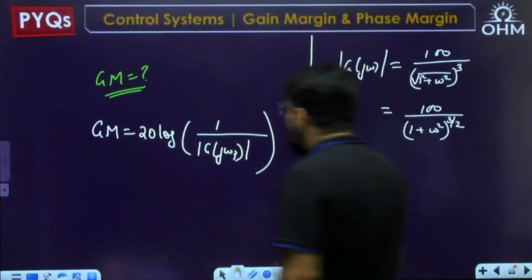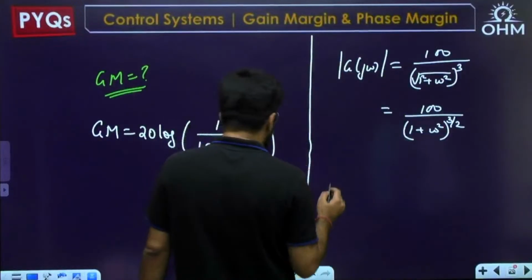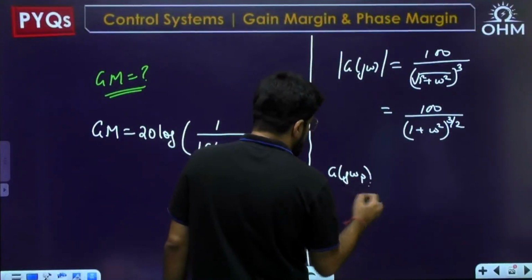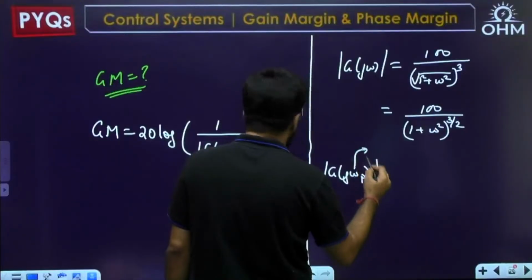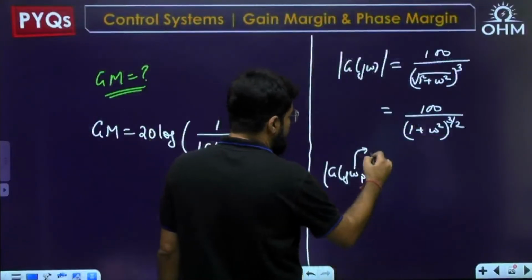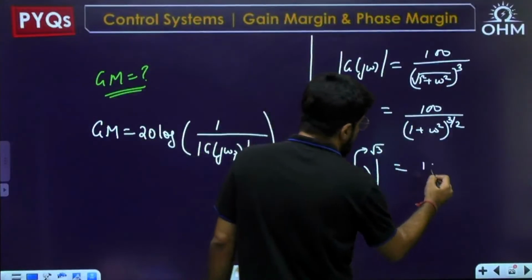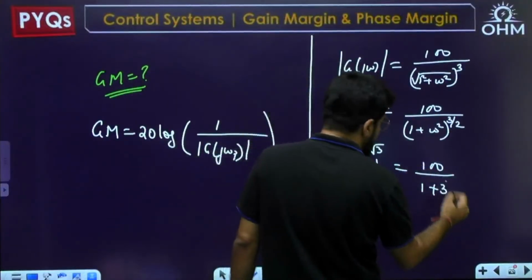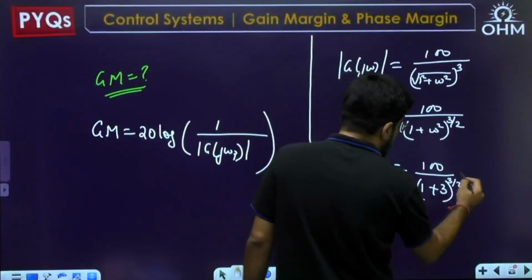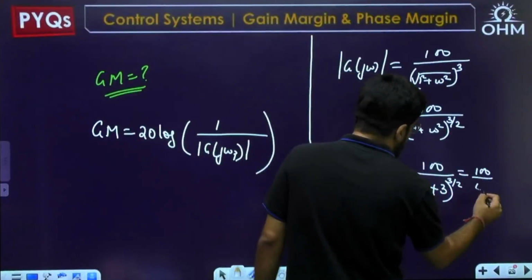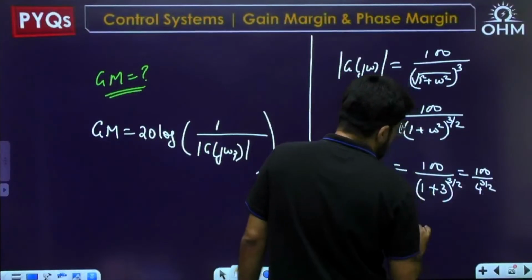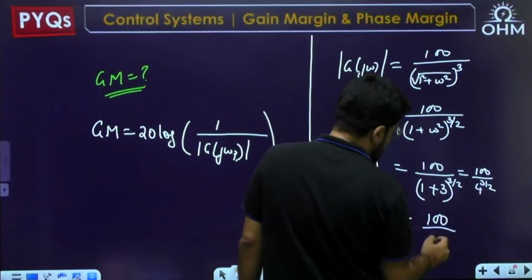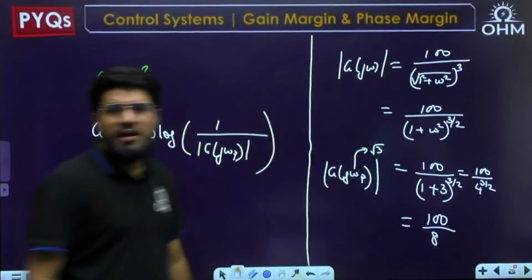Now I want the magnitude at omega p. So what is the mod g(j omega p)? What is this omega p frequency? As calculated, omega p is root 3. So 100 upon 1 plus omega square, root 3 square will be 3, power 3 by 2. So 100 upon 4 power 3 by 2. So this should be how much? 4 cube 64, under root of 64, 8. 100 by 8.